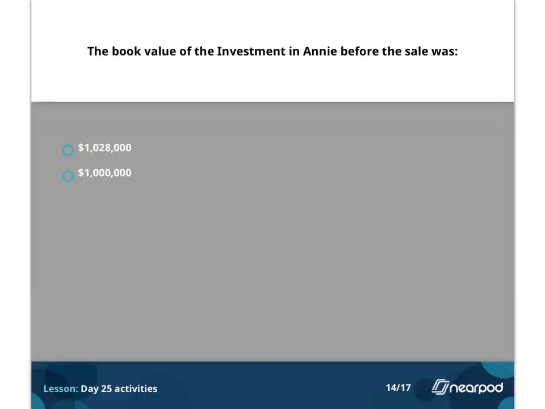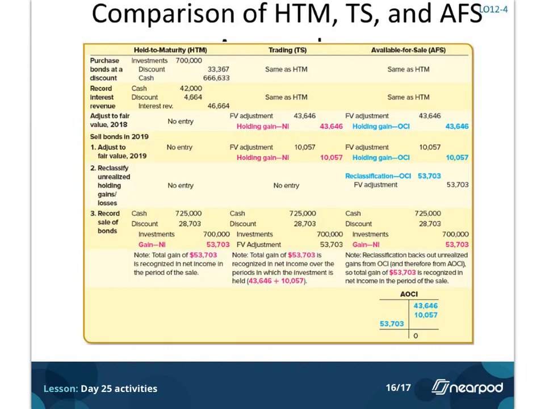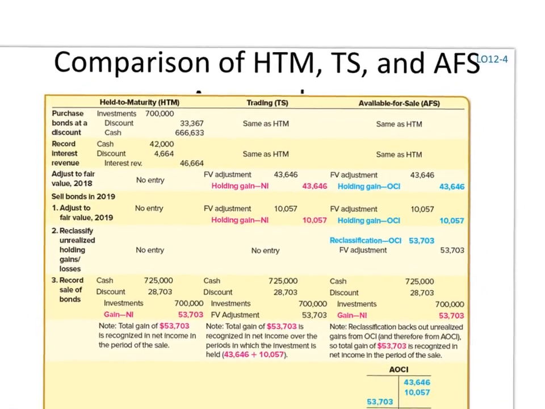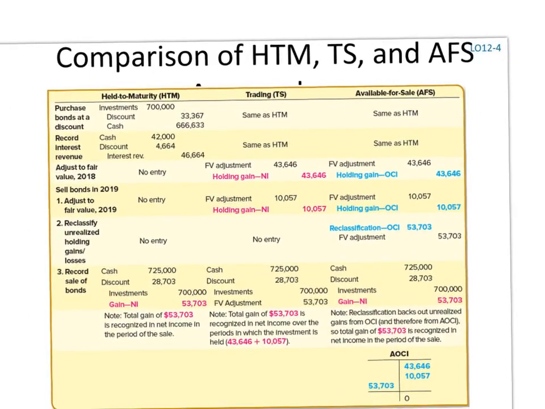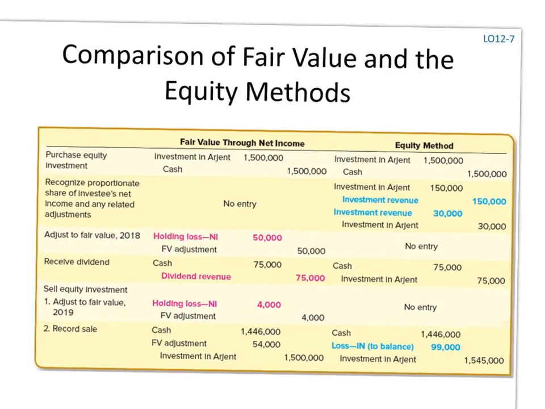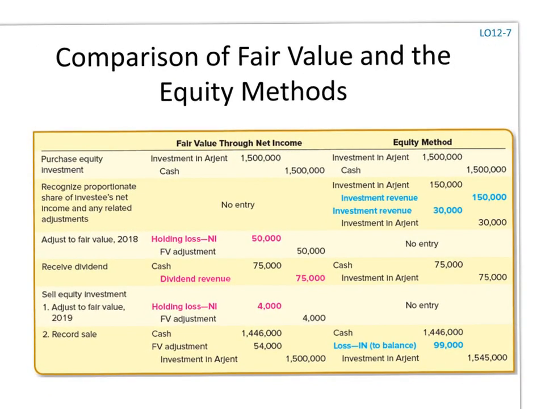There are a couple of quiz questions to see if you got the right number. We finished off class. I just showed you. These are also in Canvas. Just two great summaries of all of the entries we've done in Chapter 12. So that's it.